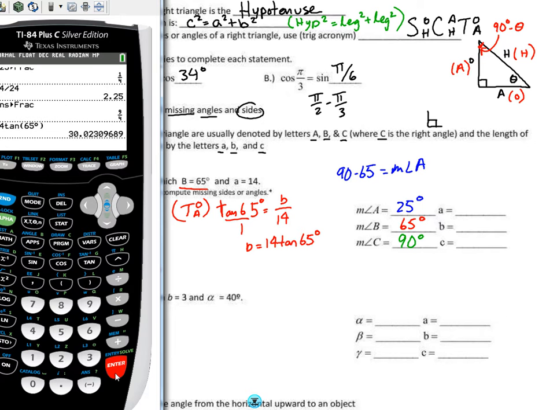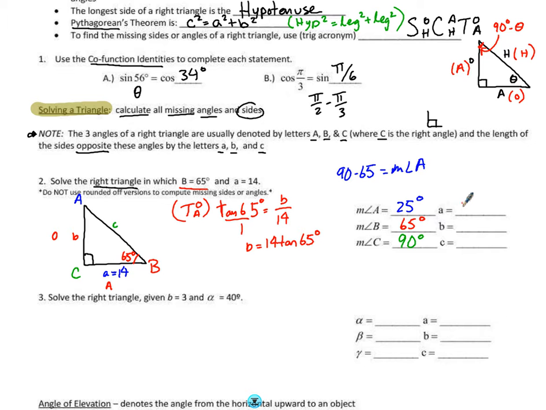So this third side here for B is going to be 30.023. We're going to round to 3 decimal places because we want to make sure that we always round to 3 if that's what we're given. So side B, we'll label that as 30.023.